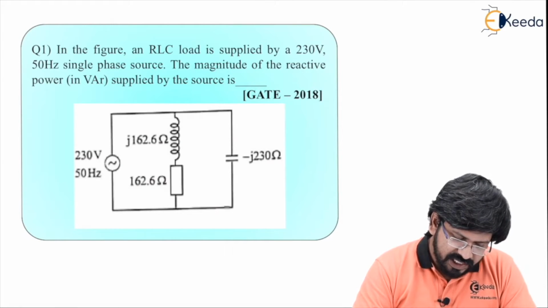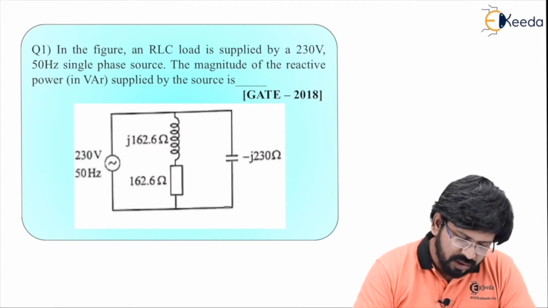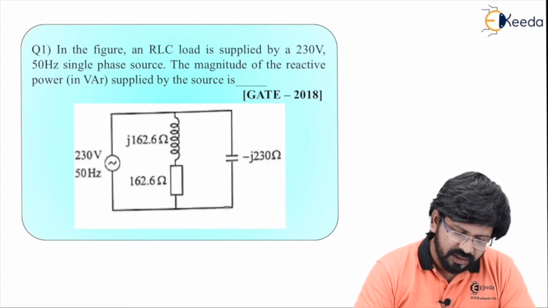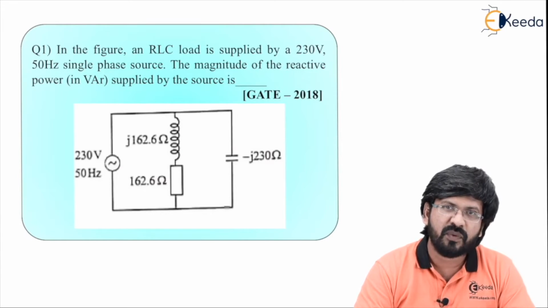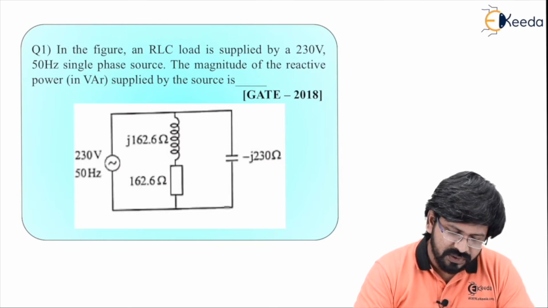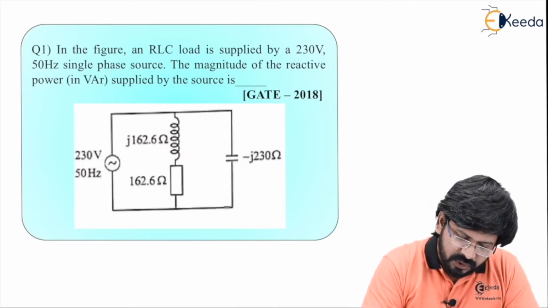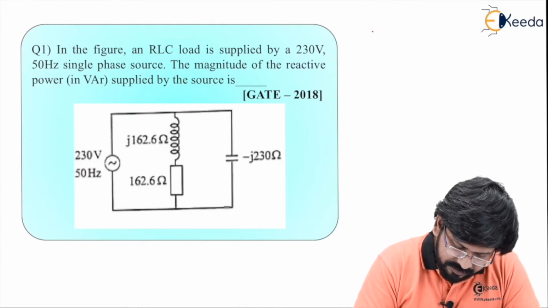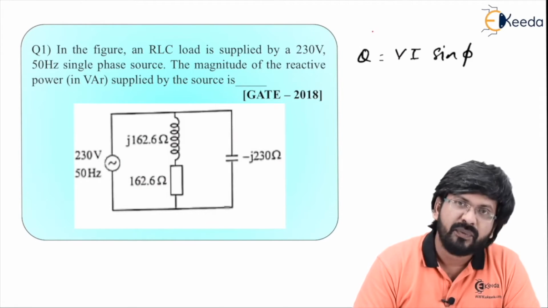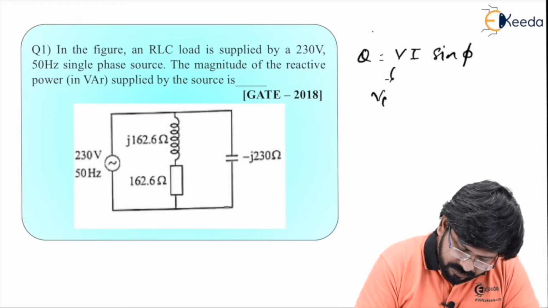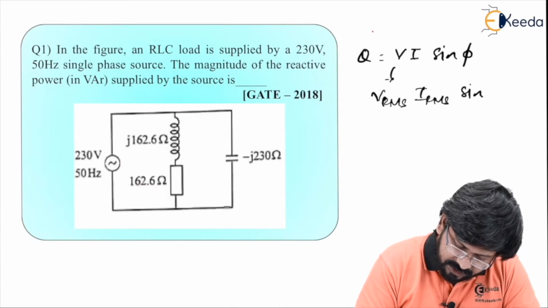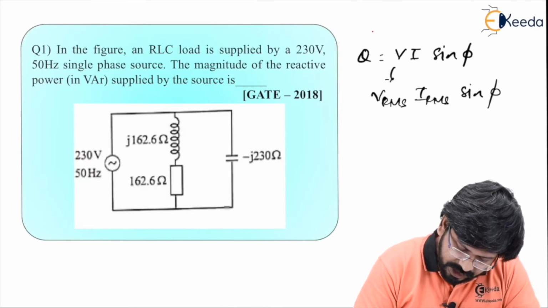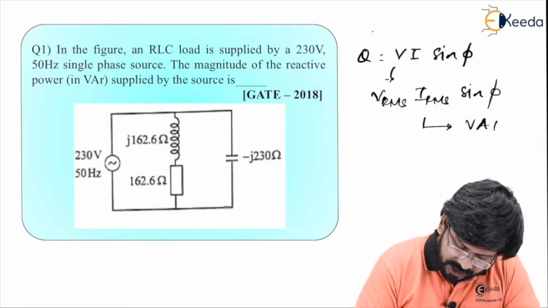In the figure, an RLC load is supplied with a 230 volt 50 Hz single phase source. The magnitude of reactive power in volt ampere reactive supplied by the source is? So you should know the fact: reactive power Q is given as V I sin phi, where V is the Vrms value, I is the Irms value, and phi is the phase angle. Of course, the unit is volt ampere reactive.